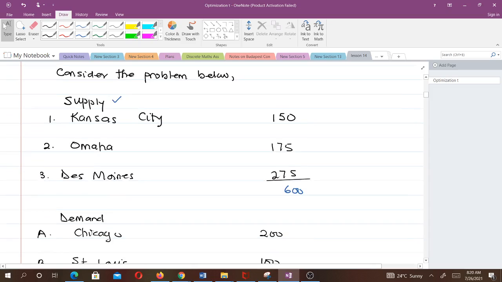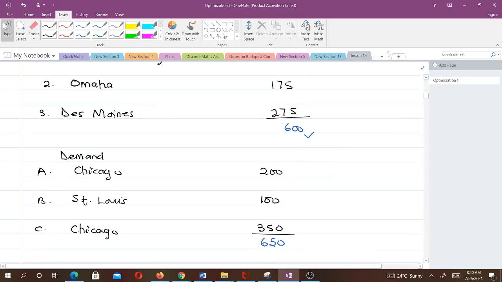So this is the supply. The supply from Kansas City is 150, Omaha 175, Denver 275. So the total supply is 600. And this is the demand: Chicago 200, St. Louis 100, Cincinnati 350. So the total demand is 650.